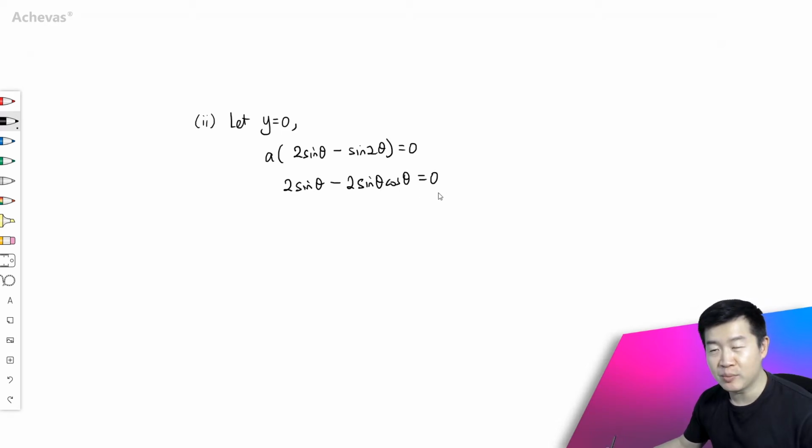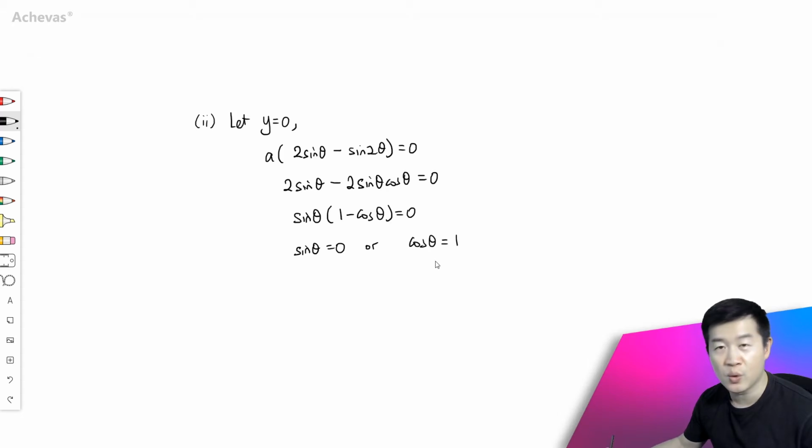Dividing the equation by 2 throughout, 2 will disappear from the left hand side. And if we were to factorize out sin theta, we will have sin theta (1 minus cos theta). This is equal to 0, which means that sin theta must be equal to 0, or 1 minus cos theta is equal to 0, which means that cos theta is equal to 1. And theta that we're working on here, according to the question, is bigger or equal to 0, less than or equal to 2 pi.